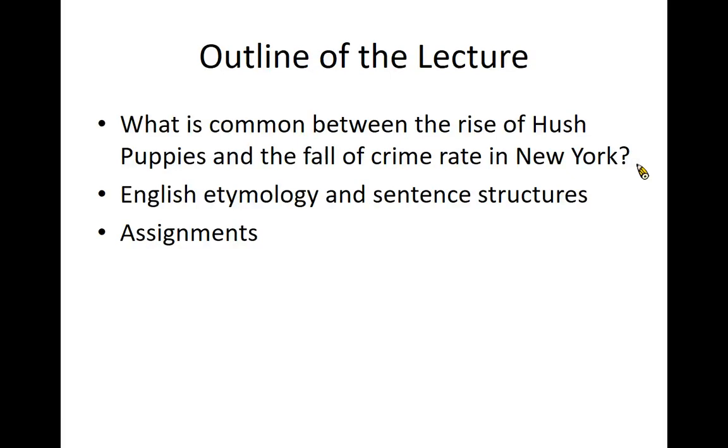So the outline of the lecture for today is very simple. We will go over the main structure and main context of the reading for today. The first one is what is common between the rise of Hush Puppies and the fall of crime in New York. So have you ever heard of the brand Hush Puppies? Hush Puppies, it's a dog, right? It's a very cute dog. And the store sells a lot of shoes, a lot of t-shirts, very old-fashioned but very cute. So what is common between the rise of Hush Puppies and also the fall of the crime rate in New York City? So basically, there are two events here.